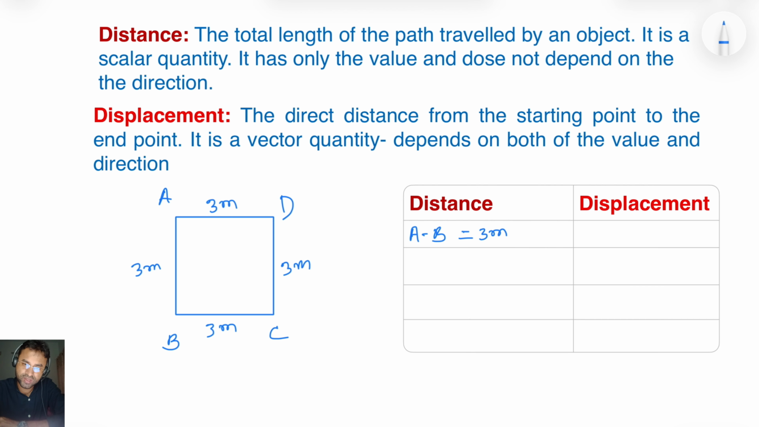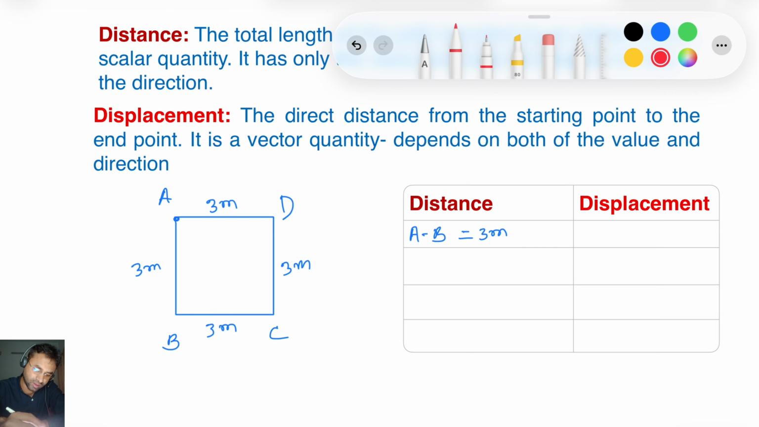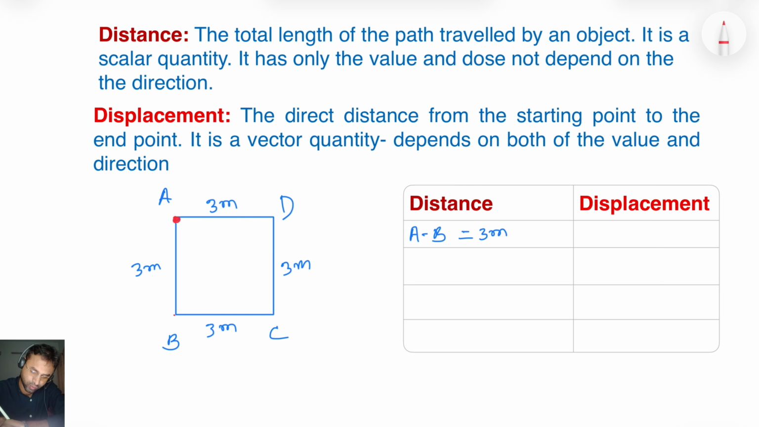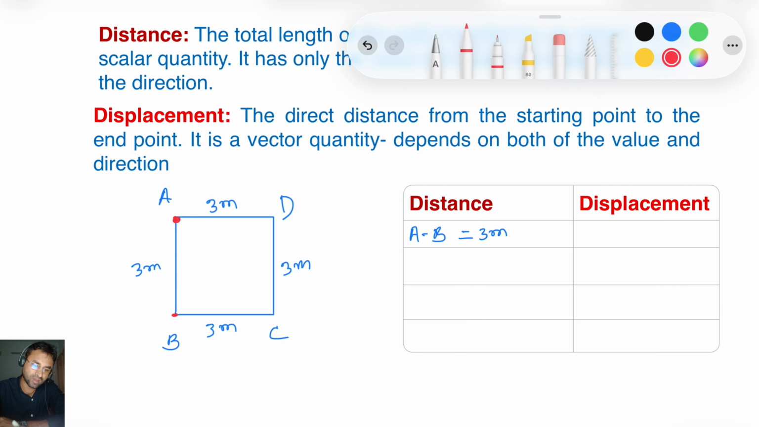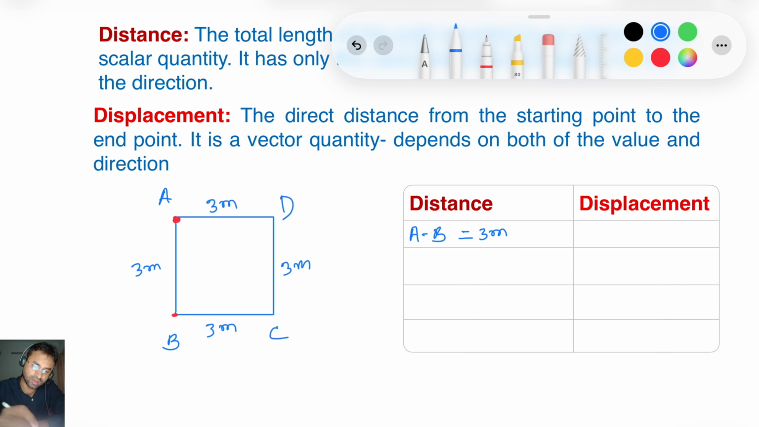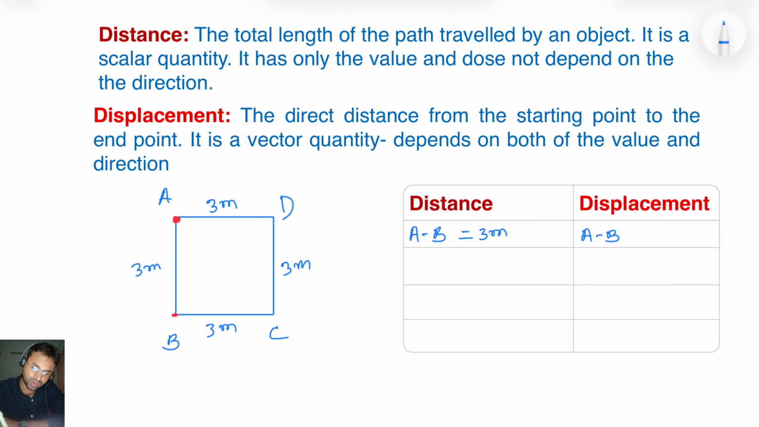And what will be the displacement? We said that displacement is the direct distance from the starting to the end point. Here the starting point is A and the end point is B. So the direct distance will definitely be 3 meters. For the A to B pathway, the displacement will also be 3 meters.